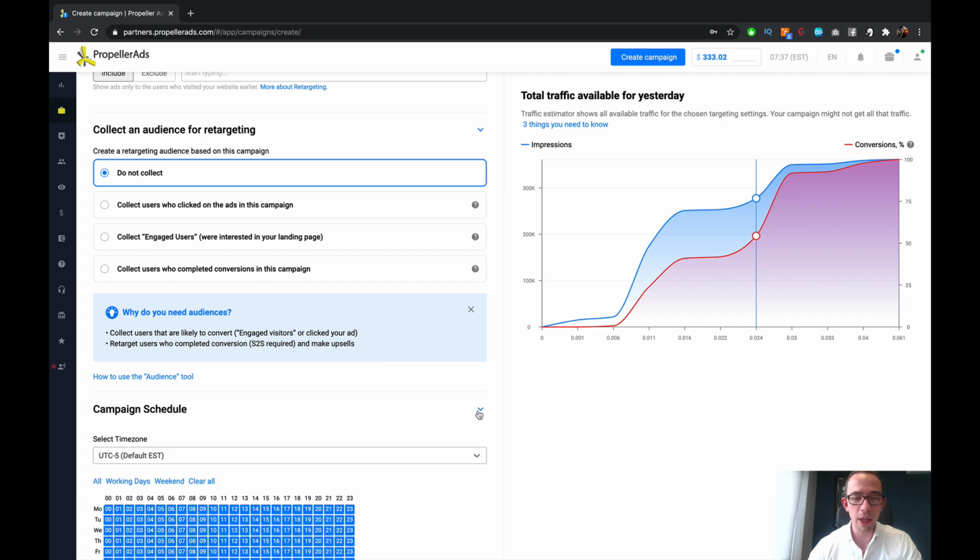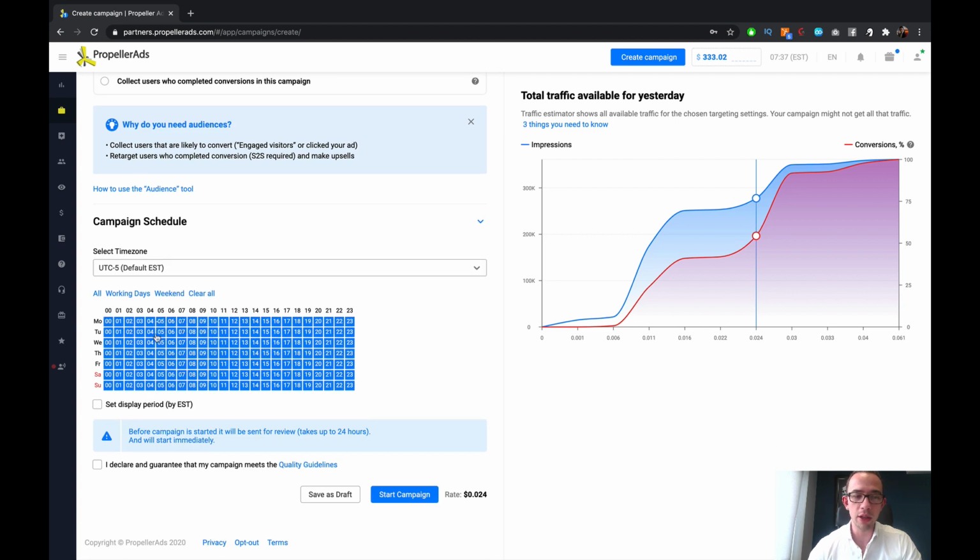You can do a campaign schedule, so you can either day part the campaign by using this thingy. You can block off. Well, it doesn't work that well apparently. Anyway, usually I just do it like this: you select all the days and times you don't want to run.